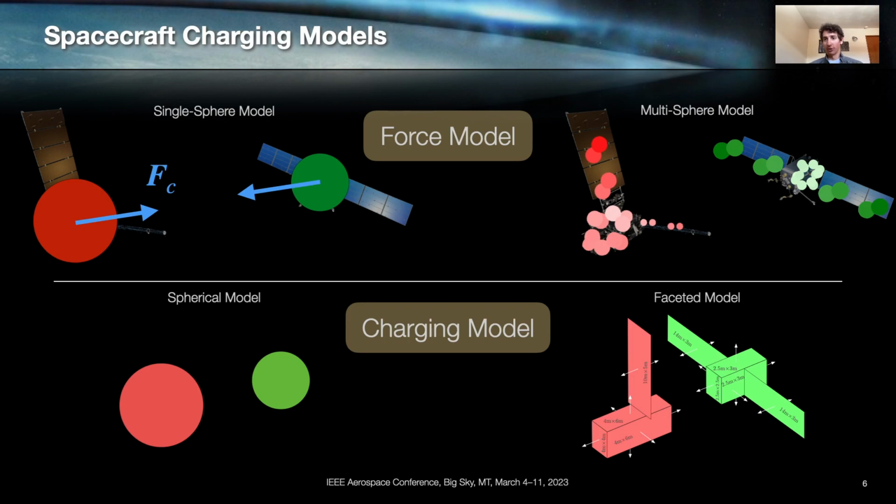Now, for the charging model itself, where we model the currents that act on the spacecraft, a lot of work so far has considered spherical spacecraft. But a more accurate representation would be a faceted model where you divide the spacecraft area into facets, and therefore you have a better approximation of, first of all, the total surface area, and second of all, the area of the spacecraft that is actually facing the sun, for example. So you have an orientation dependent sun facing area in this case.